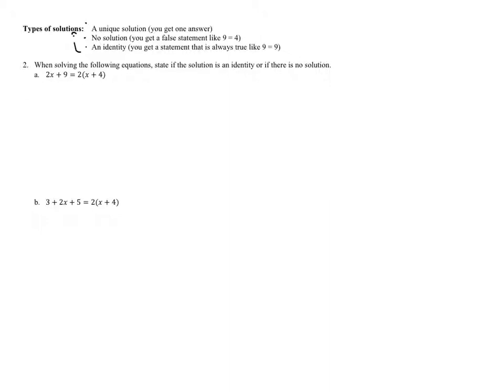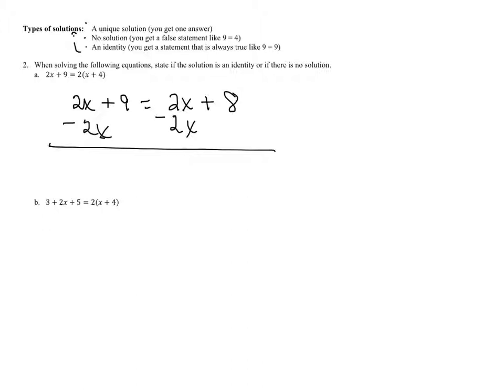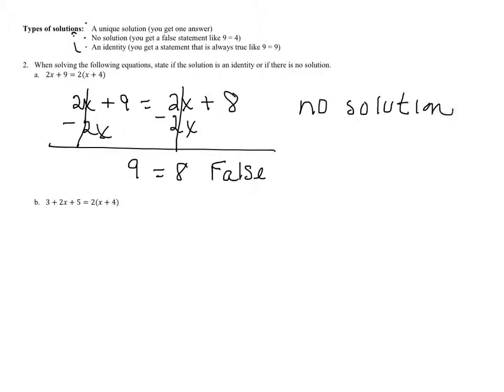So let's take a look at part A here. We get 2x plus 9, we're going to distribute, is equal to 2x plus 8. We're going to subtract 2x from both sides. And notice how these will add out, and I get 9 is equal to 8, which is false. So that means there's no solution to this equation. That means no matter what number I put in for x, I will never be able to find a number in which both sides of the equation are equal.